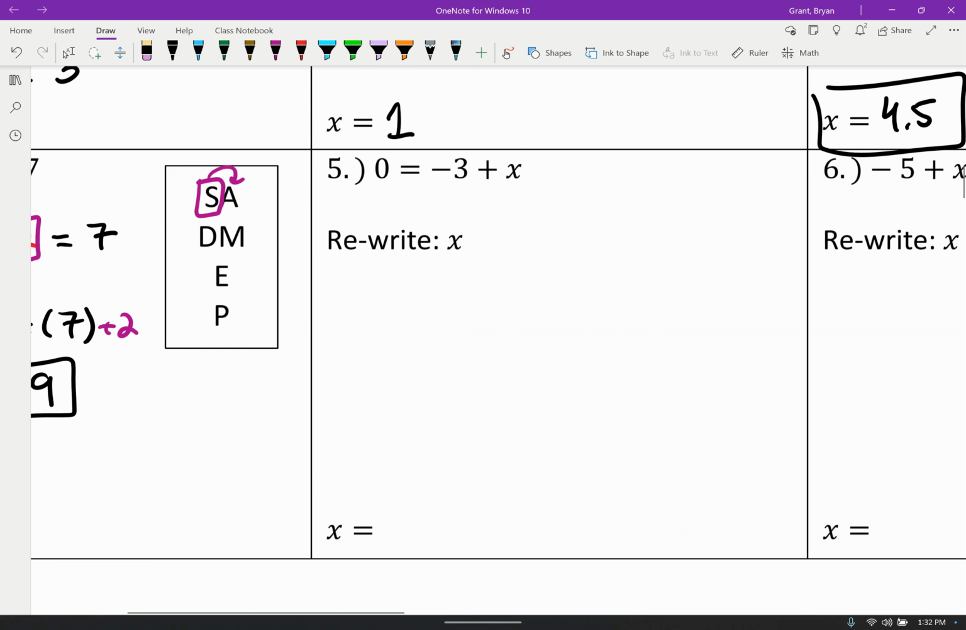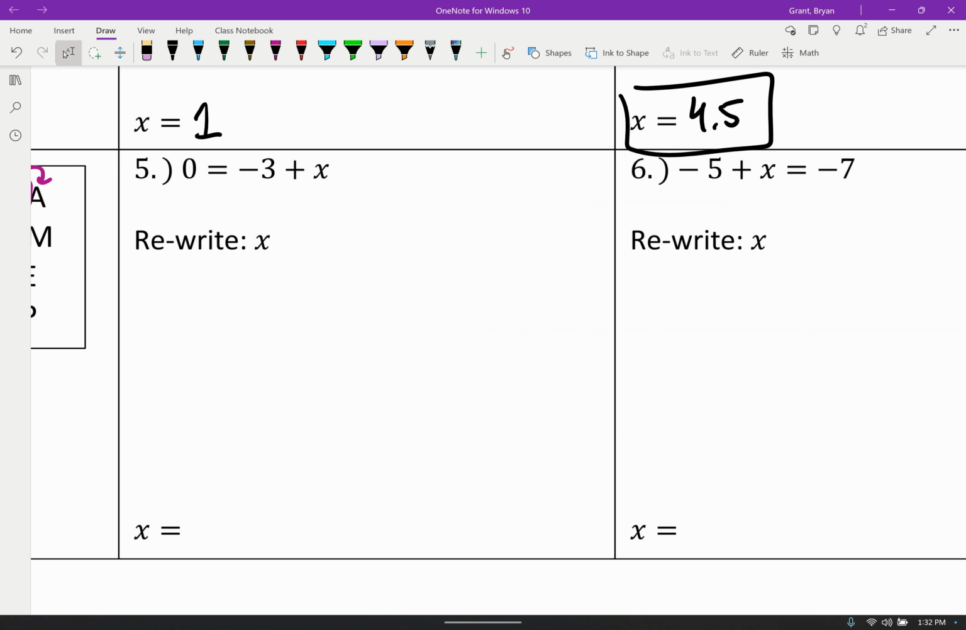All right, let's try 2 more. 0 equals negative 3 plus x. Ooh, look at that suggestion of rewriting. Now, I didn't give you enough space to write the 0 over here. Maybe we can just try switching the sides. So I'll put the positive x first, and then this is a negative 3, but when we move it, it becomes a minus 3.